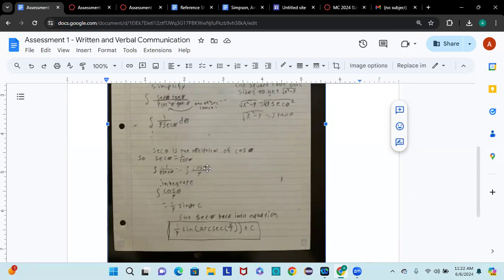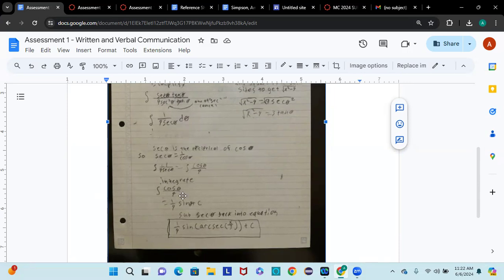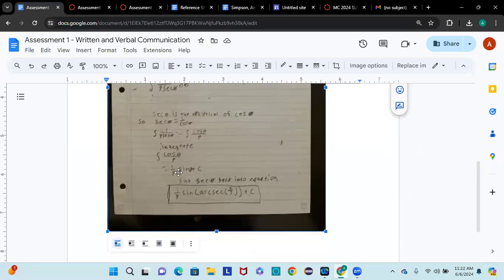Now, I knew that secant theta was a reciprocal of cosine theta, so secant theta was equal to 1 over cosine theta. So, with that knowledge, I used that in this equation. So 1 over 9 secant theta equals cosine theta over 9. I integrated that, and I was able to get 1/9 sine theta plus c.